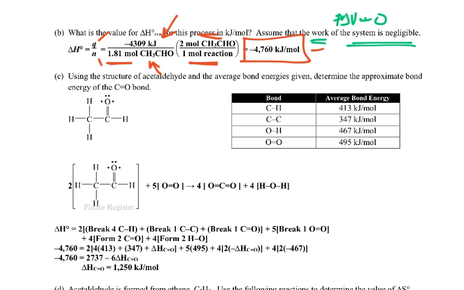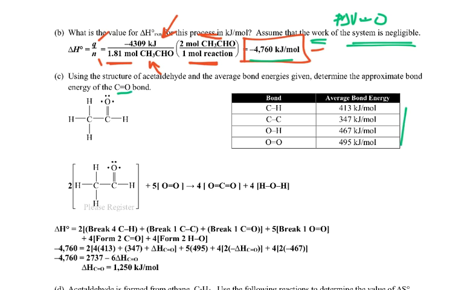So Q over N, we get that number there. Okay, for C, using the structure of acetaldehyde and the average bond energies given here, figure out the approximate bond energy for the CO bond. Okay, approximate bond energy of the CO bond.